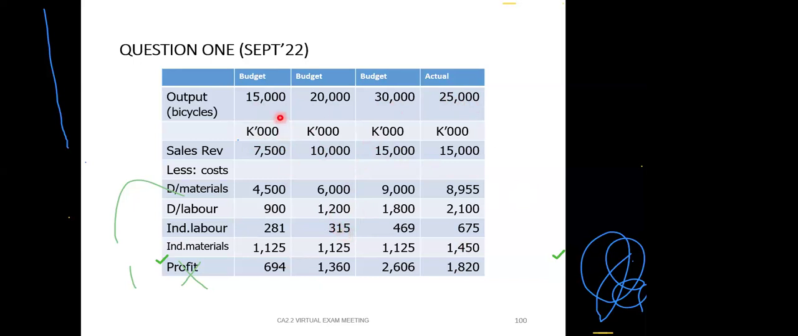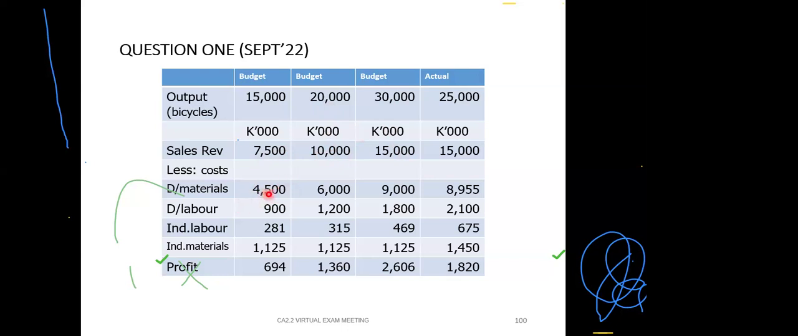So what I was saying was, in testing whether a particular variable is variable or not, you divide this 7.5 by 15, because this is already in thousands. Then 10 million by 20,000, 15 million by 30,000. So if the figure is constant, then you have to flex. It means it's wholly variable.